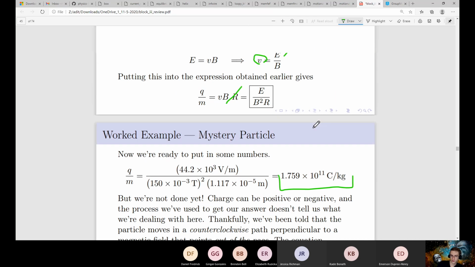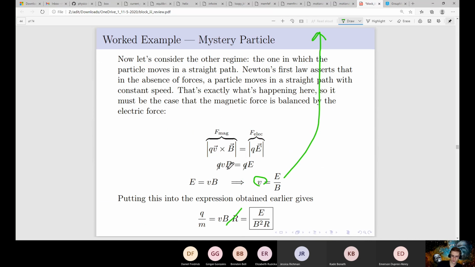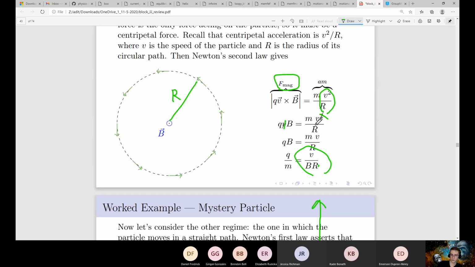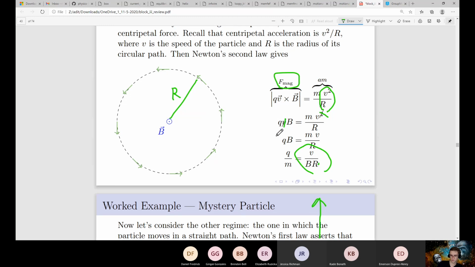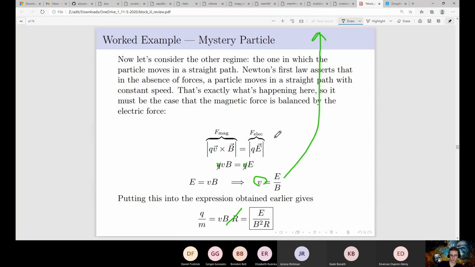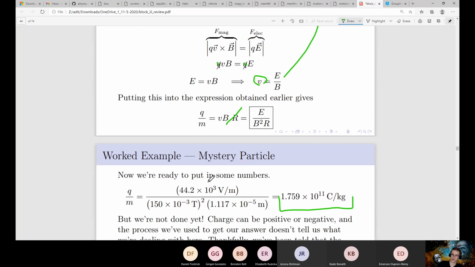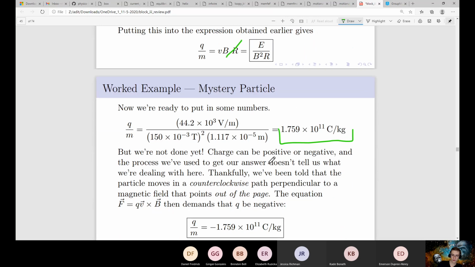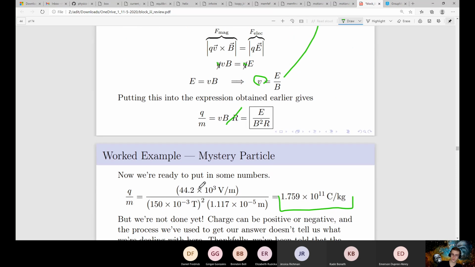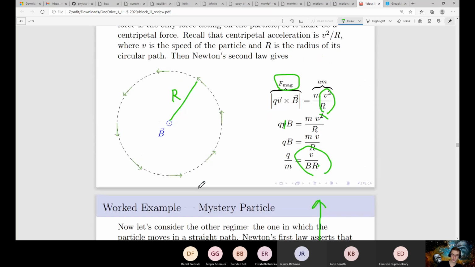Charge can be positive or negative, but what we've been considering so far, the charge either went away, as it did in the second regime, or in the first regime where it was just moving in a circle, we only considered the magnitude of the charge. So that doesn't tell us the sign of the final answer. Thankfully, we've been told that the particle is moving in a counterclockwise path perpendicular to a magnetic field that's pointing out of the page.